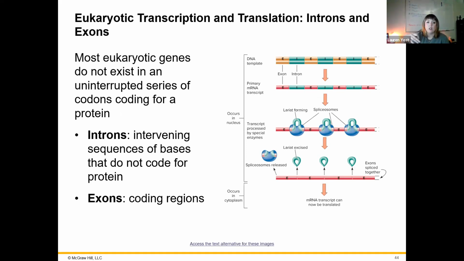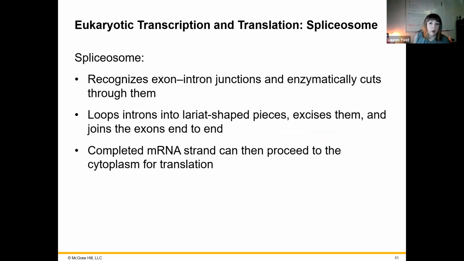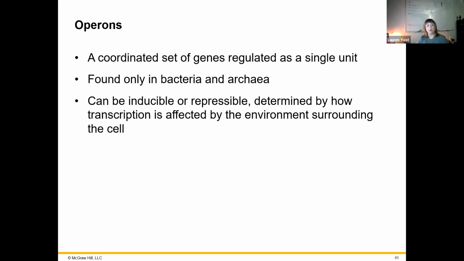We don't need it. So what happens is we have our DNA template, we make our messenger RNA, and the spliceosomes come along and cut out the introns so that we can join the exons together and make a readable form. Bacteria don't have that. So that's basically what the spliceosome does. It loops that intron and cuts it out so we can have a workable messenger RNA.